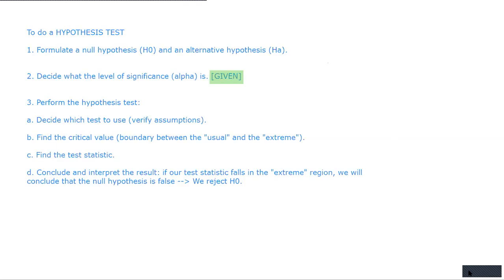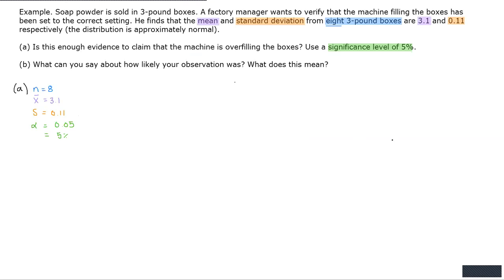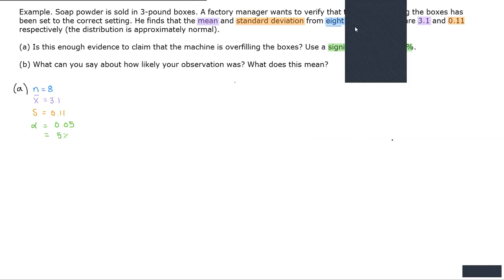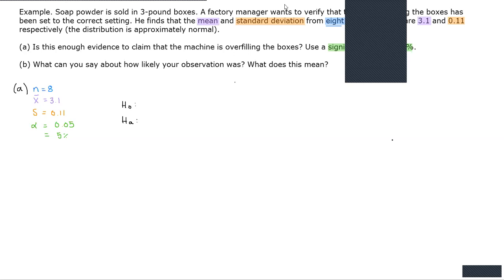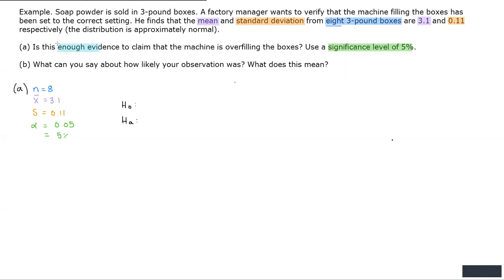hypothesis, which means the thing that I want to disprove versus the thing that I'm actually trying to prove, right? So I'm going to have to come up with the null hypothesis, what I'm trying to disprove, and what I'm trying to prove. Okay. Now here, I'm asked to determine whether there is enough evidence to claim that the machine is overfilling the boxes, right? So that means I need to determine if the machine is filling the boxes with more than 3 pounds, right? Because the machine should be filling these boxes with 3 pounds of soap.